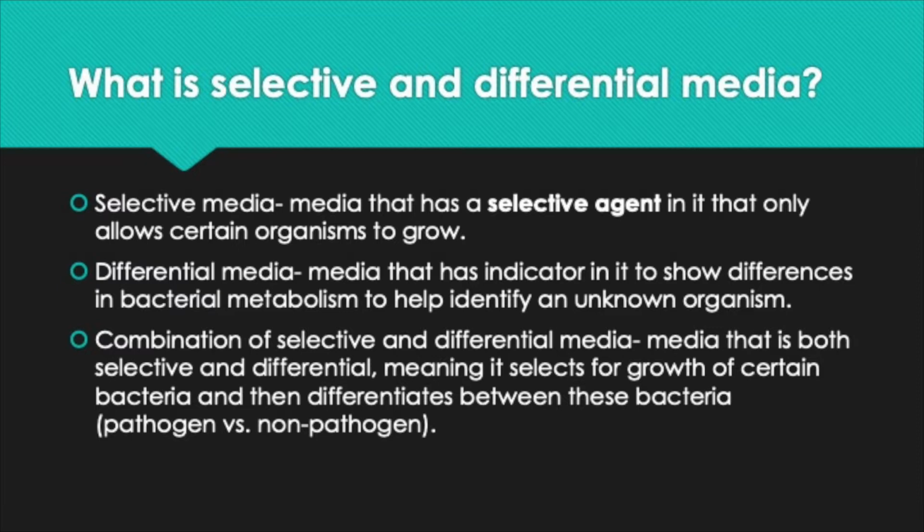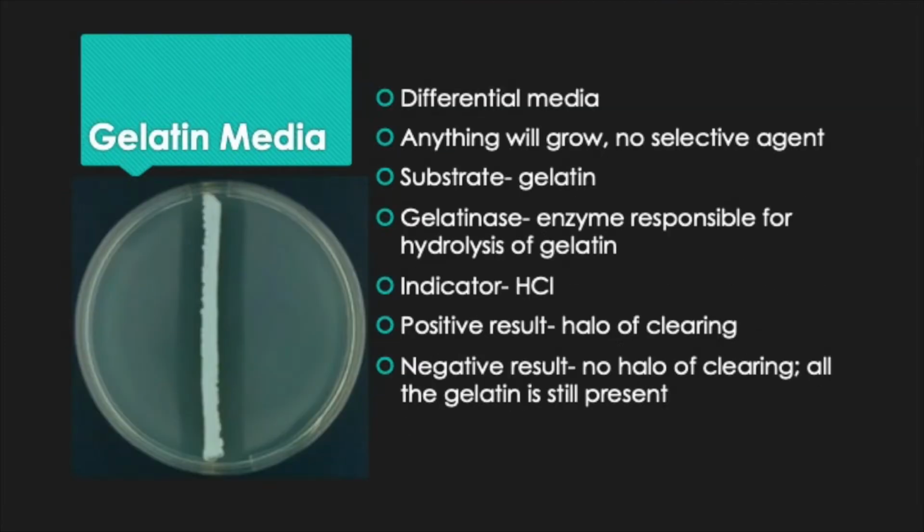Then you can have a combination of the two, selective and differential, which we have an example of today, where it has a selective agent and an indicator in it. So not only is it going to select for certain bacteria, but then between that bacteria, it's going to differentiate. So it's going to give us lots of information about our unknown. Now that we've gone over that, we're going to start going over each test.